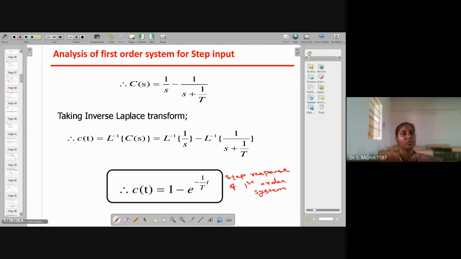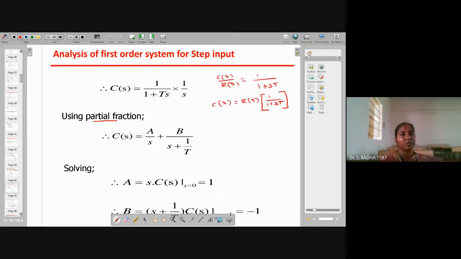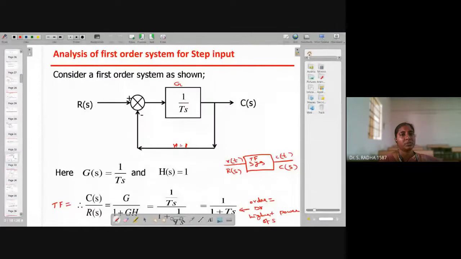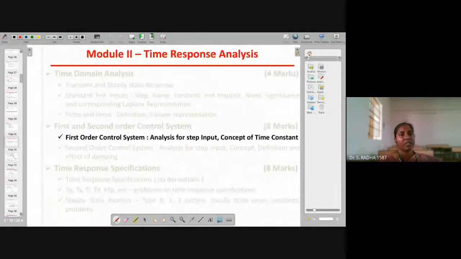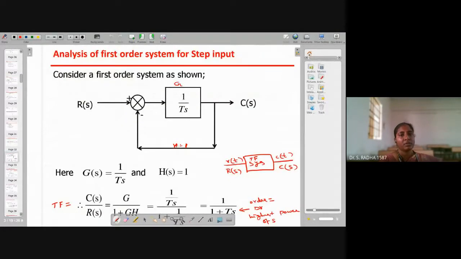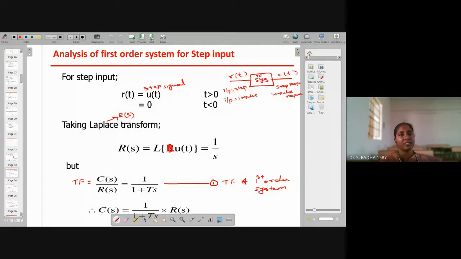So what we have seen is a first order system. We calculated the closed loop transfer function, where the denominator of s equals 1 plus Ts in the closed loop, so it is a first order system. Then we applied a step signal for the input. Now for the output, we are going to calculate the step response in the time domain.